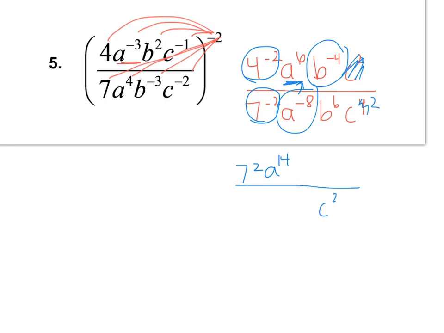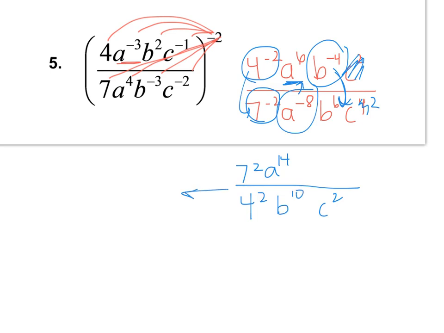in the bottom. And then b's bring down, so there's none left in the numerator. But I had to bring down the 4 to the negative second, so that becomes positive 4 to the second in the denominator. Then I brought down 4 more b's, adding to the b to the sixth, so b to the 10th. And now I'm going to simplify actually right over here.